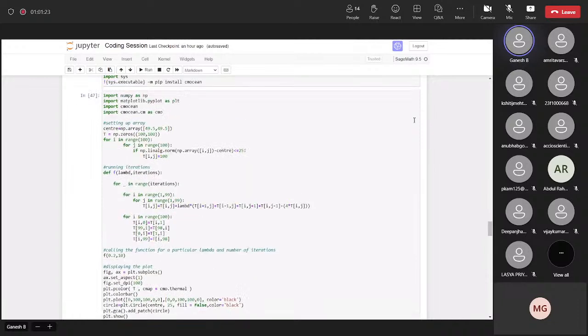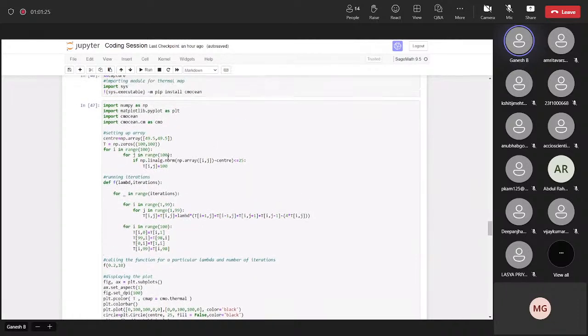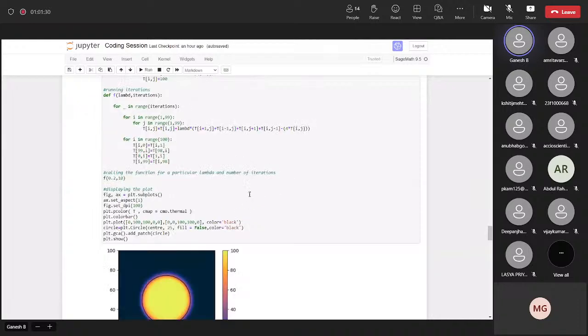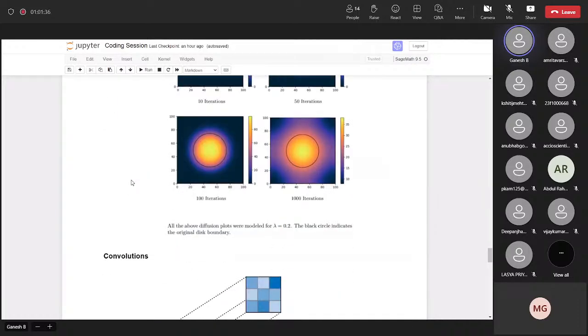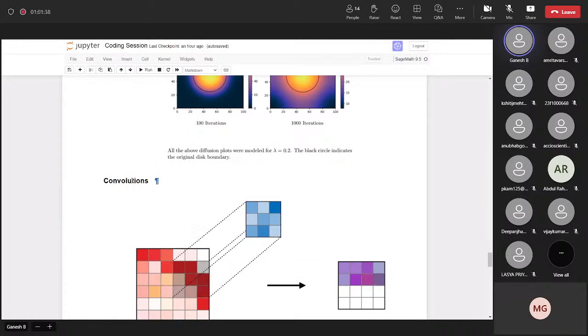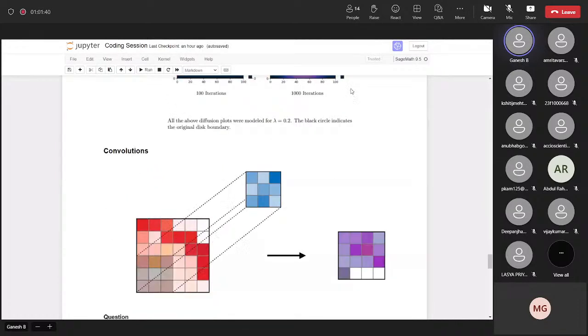I'll share this notebook, and if there are any doubts, just ask me, and play around with this code. Change the number of iterations, change the value of lambda, and see what happens to the diffusion. Again, one more example, and with this, I think we'll conclude this session.